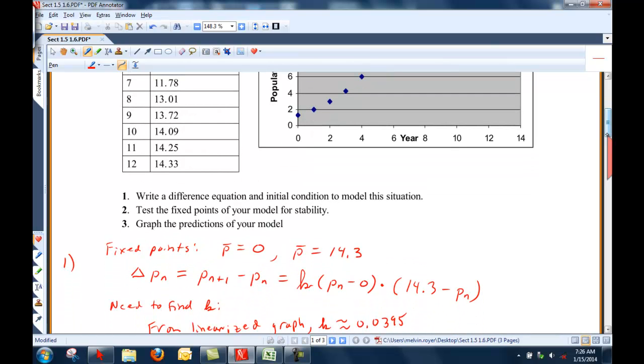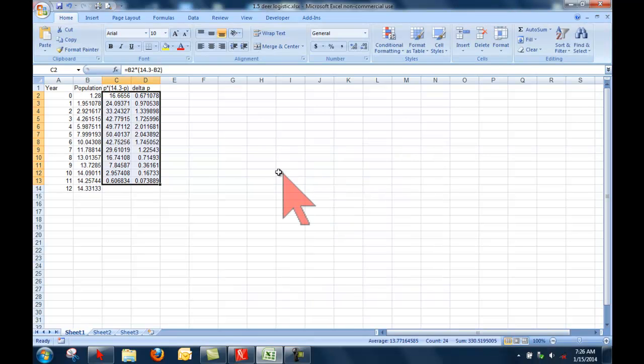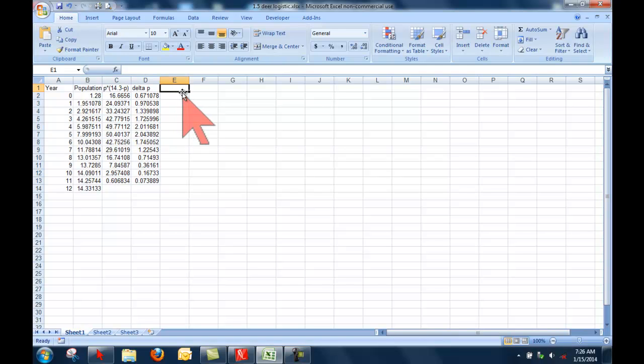The third thing that we were asked to do is to graph the predictions of our model. So let's go back to Excel. And I have the 0.0395 number that I'll need. Let's go ahead and get rid of this graph now. And let's make a column for the predicted populations.